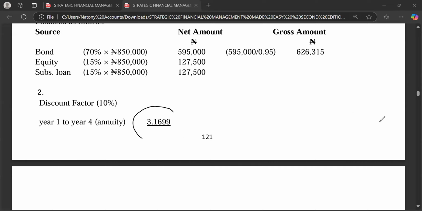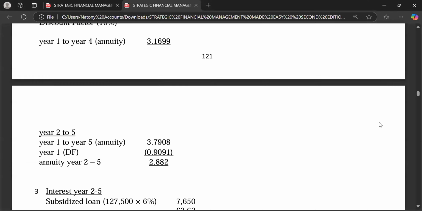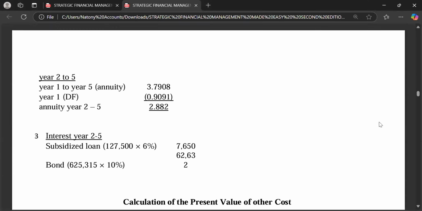So annuity for 4 years is this. Since tax is going to be paid in arrears, you still need to calculate annuity for year 2 to year 5. This is year 1 to year 4. So you still need to calculate year 2 to year 5. So how do you do the calculation for that? First of all, calculate year 1 to year 5, then deduct year 1 to arrive at the year 2 to year 5 figure.